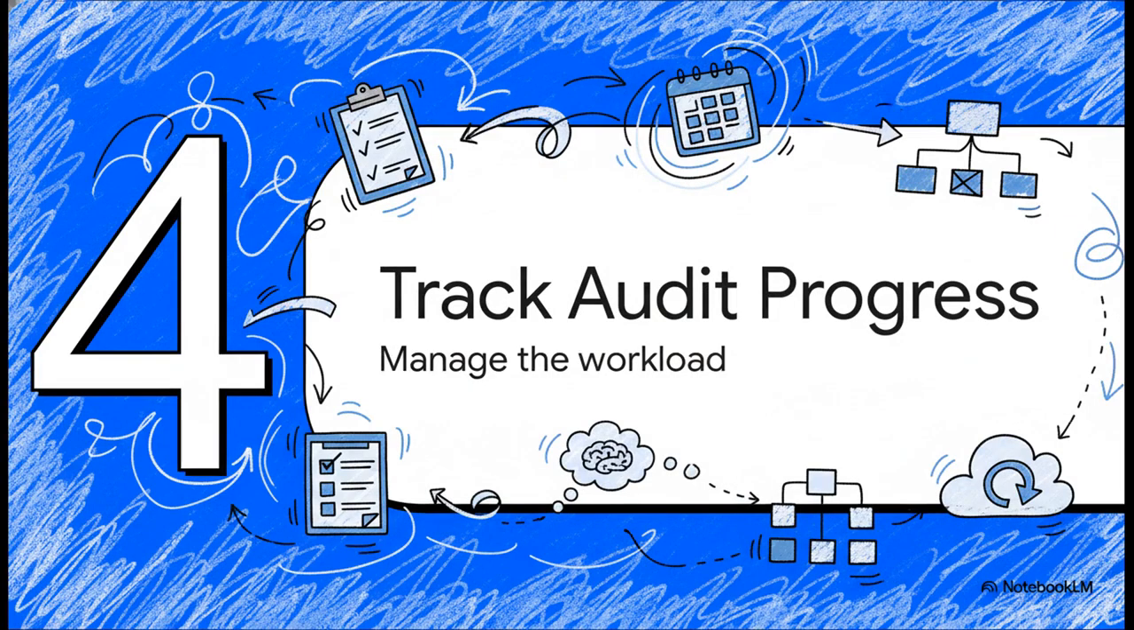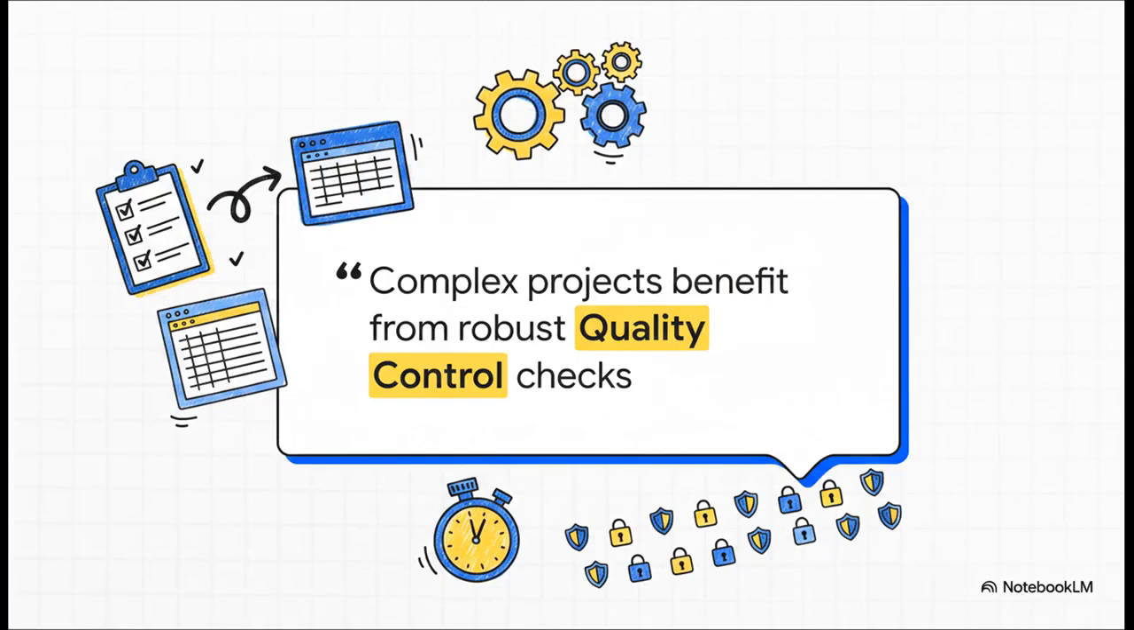Let's move on to Section 4, Tracking Audit Progress. Now we need to shift gears from what you need to do to exactly how you're going to track all this work. Doing the audit is one thing, but managing the project without completely losing your mind is a whole different ballgame. As our source material wisely points out, complex projects benefit from robust quality control checks.